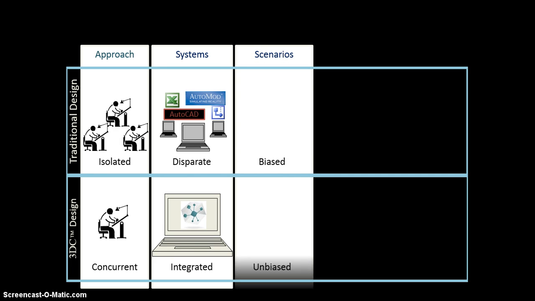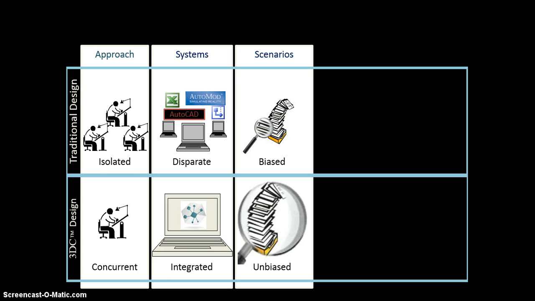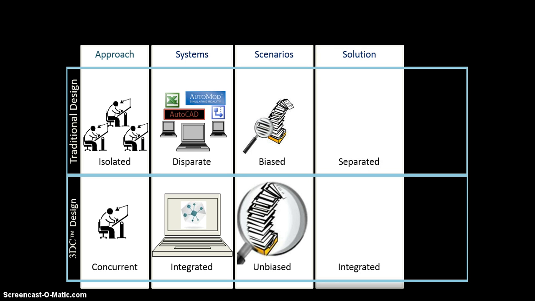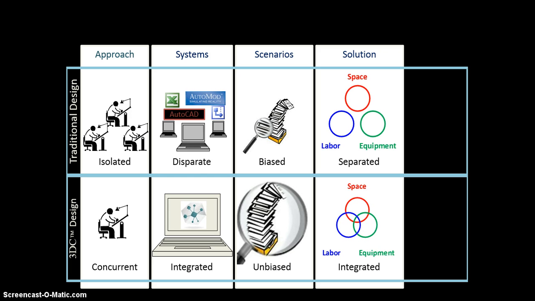The speed of traditional design allows time to produce only a few biased design scenarios. 3DC takes an unbiased look at all possible design scenarios. Traditional design creates separated plans for space, labor, and equipment. 3DC integrates the three cost factors to find the best total cost solution.